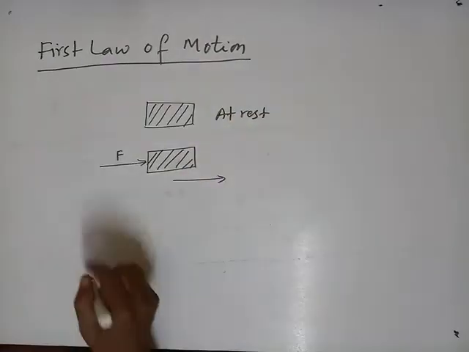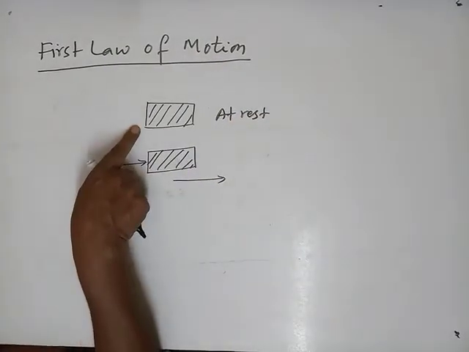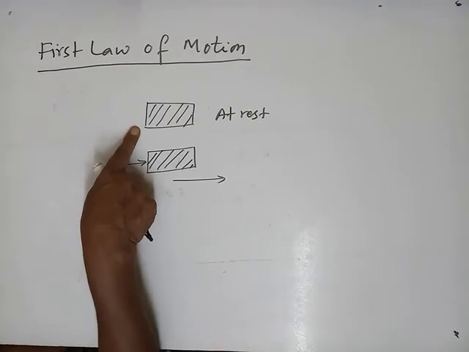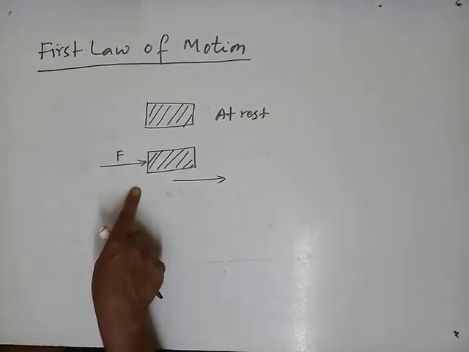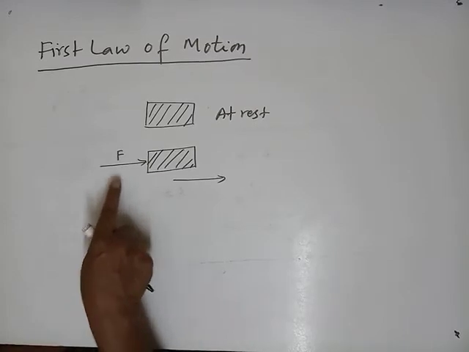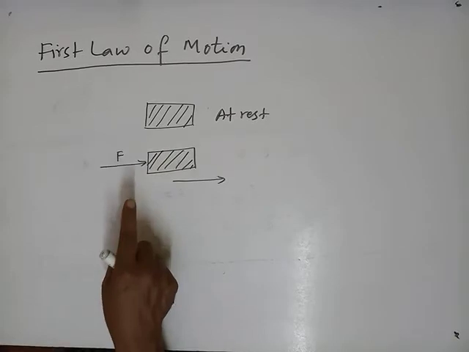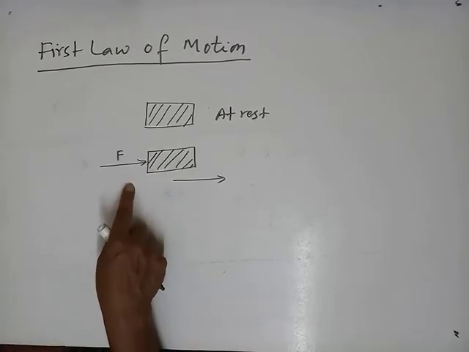At rest, it will continue in its rest position unless an external force is applied on it. In this case, what happens here? Force is applied on the body, then the body starts moving right hand side, opposite to the direction of the force.